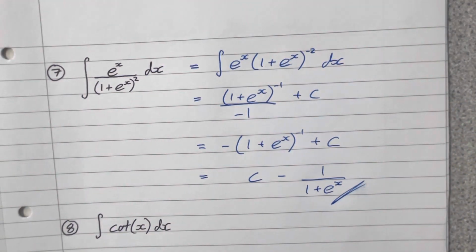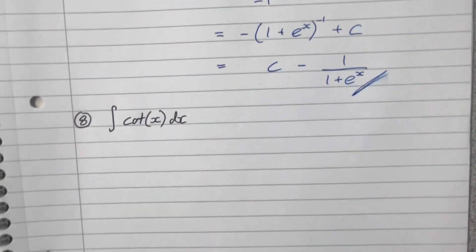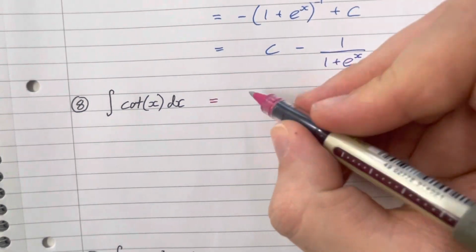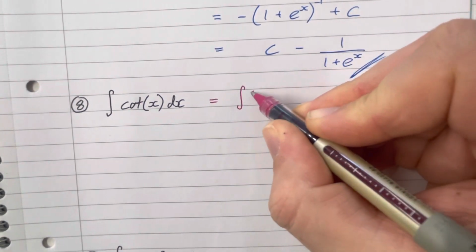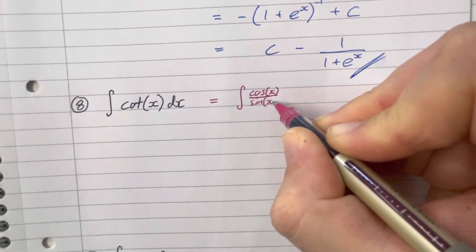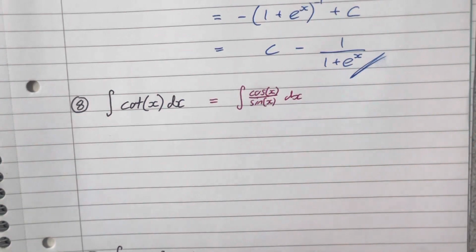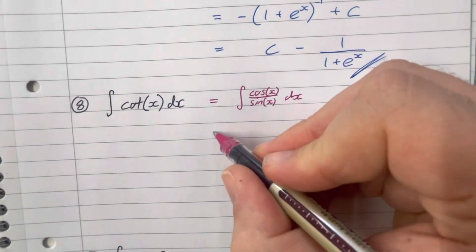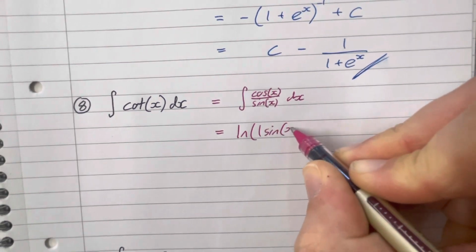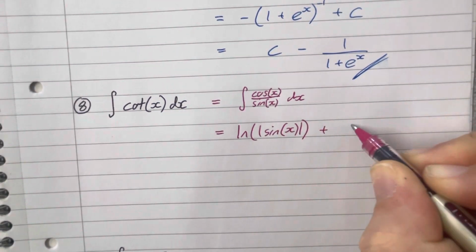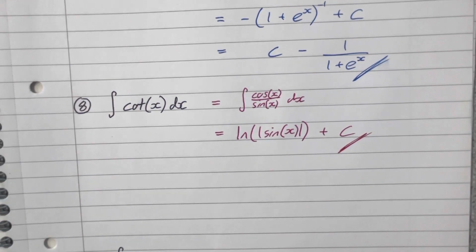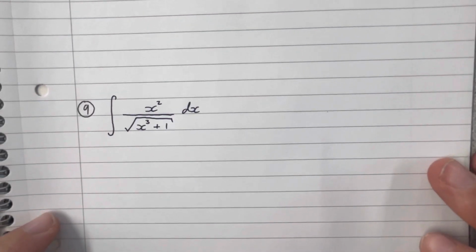This one. Okay, example number 8. Very similar to tan. You've got cot of x, the integral of cot of x. Well, cot is 1 over tan, but it's better written in this case as the cosine divided by the sine. And unlike tan, this is now already in the form where the top is the differential of the bottom, so therefore it's just the natural log of the bottom plus a constant. There we go. Nice and straightforward.